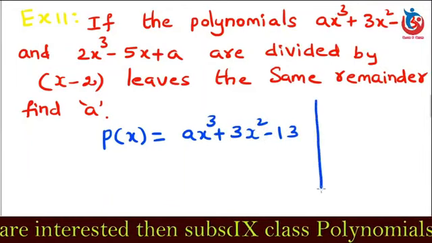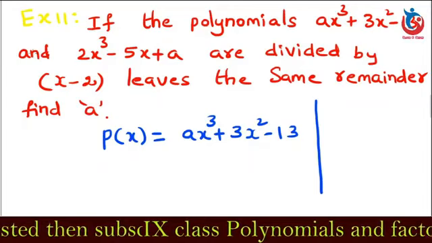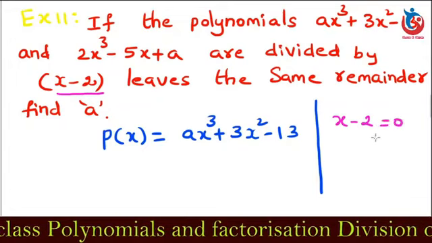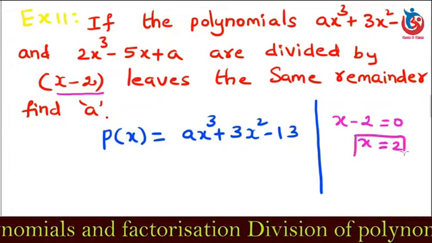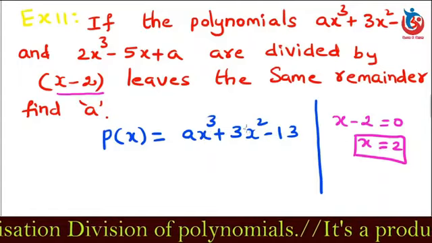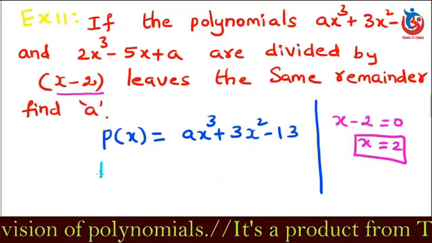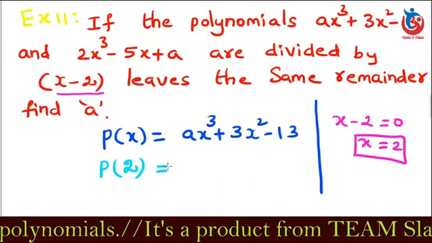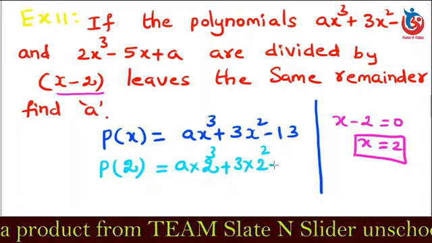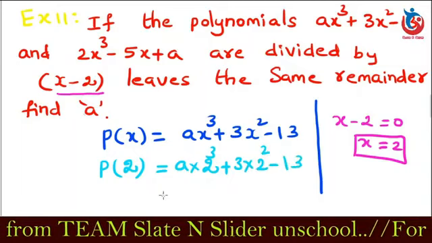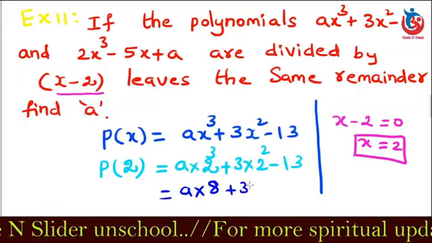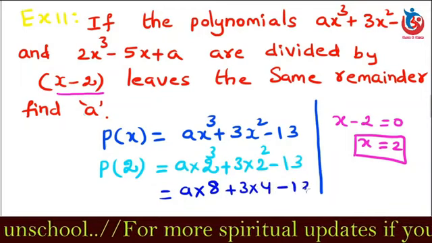So in the next step, what should we do? We should find the zero of the divisor. We are using the remainder theorem. So x minus 2 is equal to 0, so x is equal to 2. Put this x equal to 2 in this polynomial and we get the remainder. By substituting itself, it gives the remainder. So I am substituting: p of 2 is equal to a into 2 cube plus 3 into 2 square minus 13. So this is a into 2 into 2 into 2, 8, plus 3 into 2 square, 2 into 2, 4, minus 13.